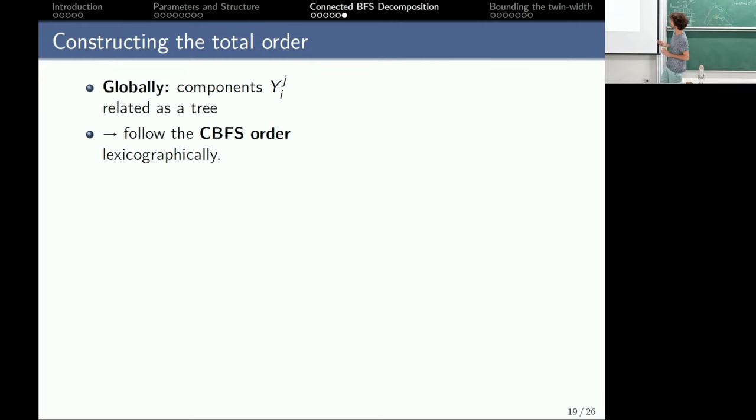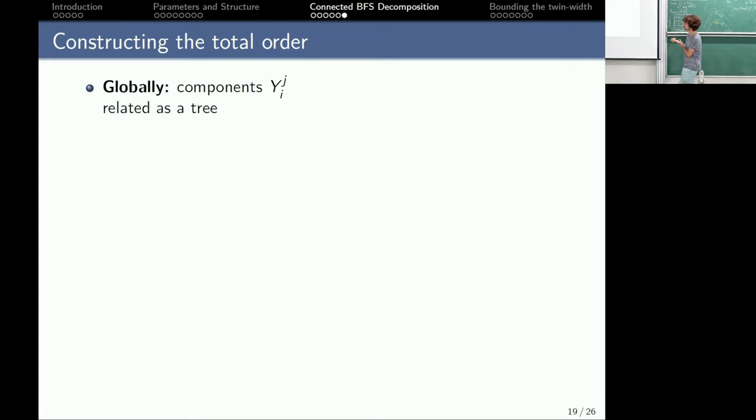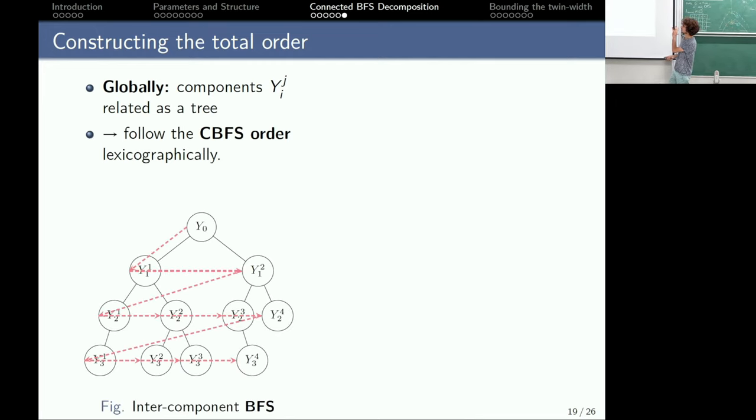So now we are ready to construct the order, right? I have already hinted at it until now, because I can't really split the structural analysis from the order we want to get. But globally, recall that your components are related as a tree. So you follow them lexicographically, as I already said. This means you design your order such that you see the vertices of y0 before those. So this is a partial order at this point. You see y0 before yi, before y1, 2, and so on. Globally, it's a BFS between the components.